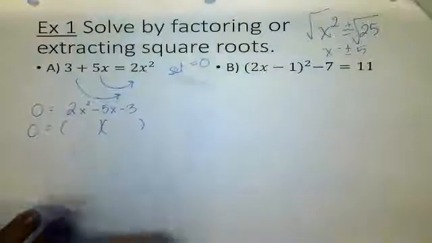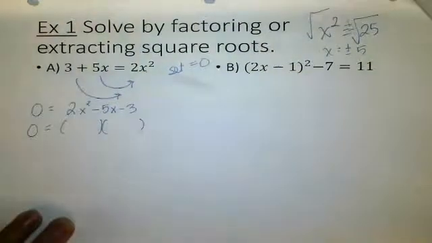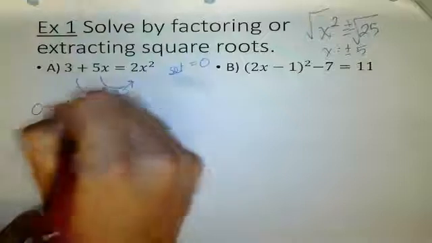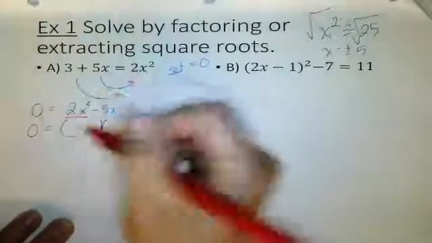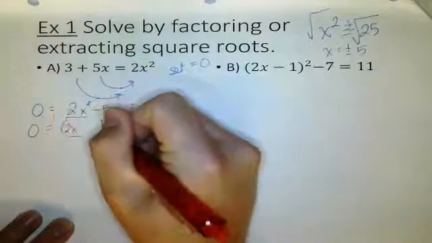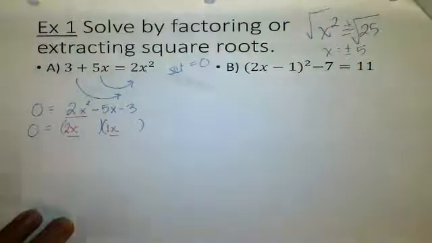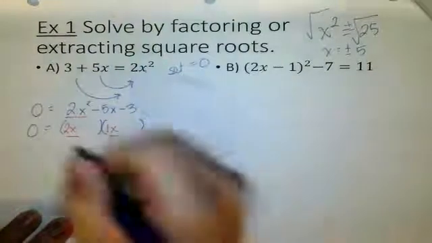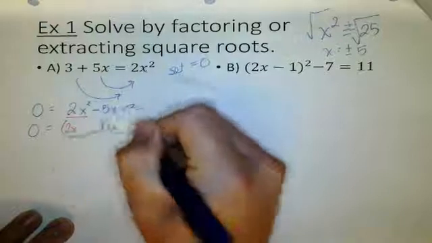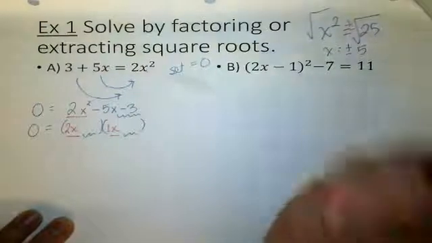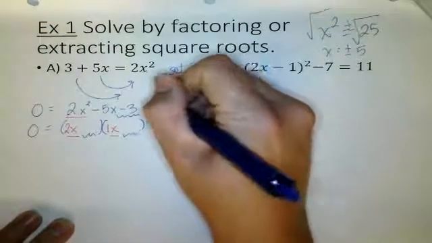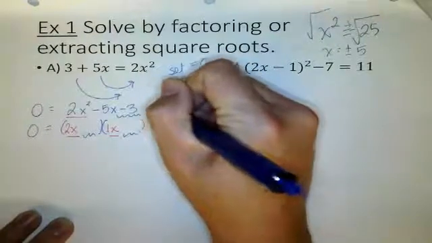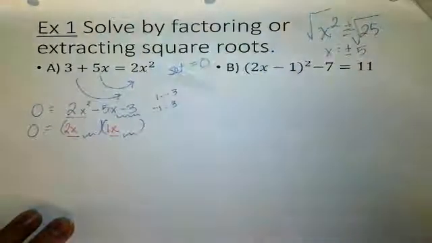Thank you. All right. So when we factor, we ask ourselves, what times what is 2x squared? 2x times 1x. That's our only option, right? It's not the only one. Negative 2x and negative 1x would also work, but I don't want to go there. It's not necessary. All right, and then last times last has to be negative 3. What times what is negative 3? 1 times negative 3 or negative 1 times positive 3 really are the options.